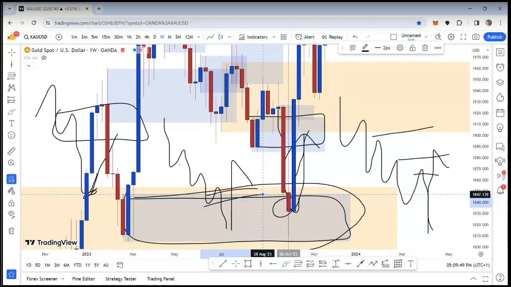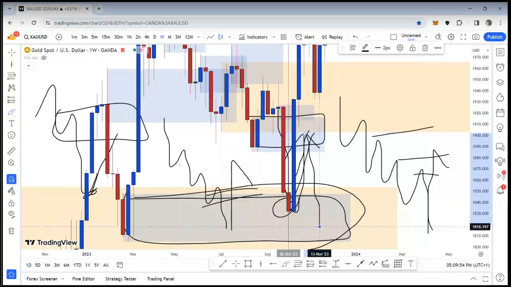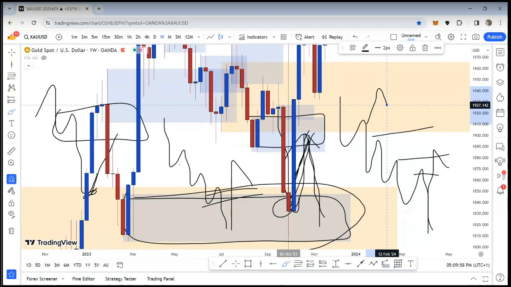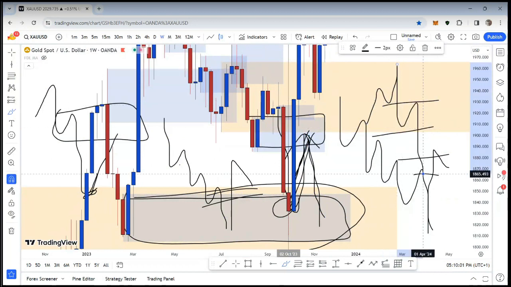So now, according to the law of structures, weekly is bullish. And so if I want to continue this weekly bullish after a retest, what we need to see is that daily needs to change to a bearish structure. Am I correct?